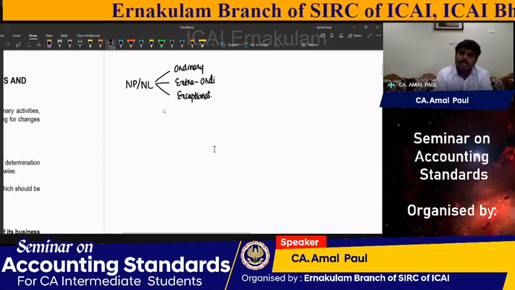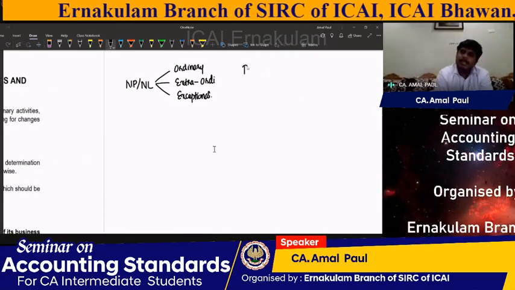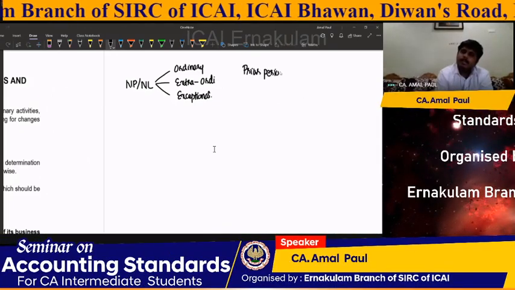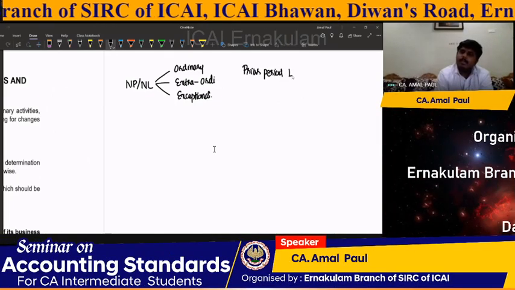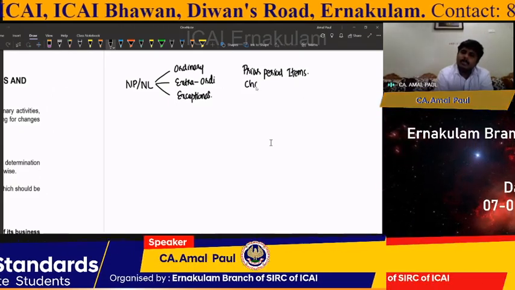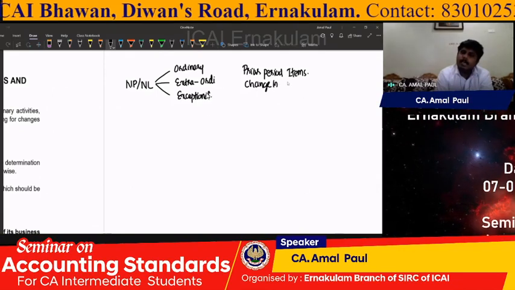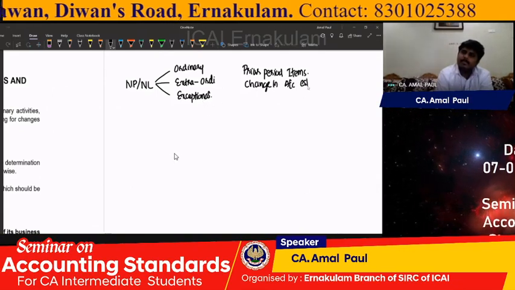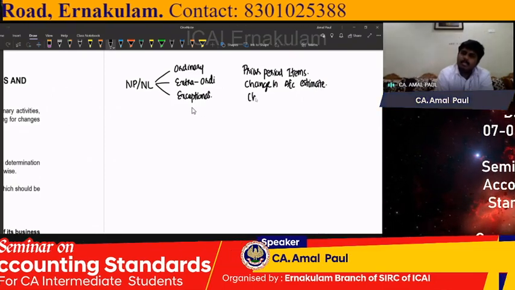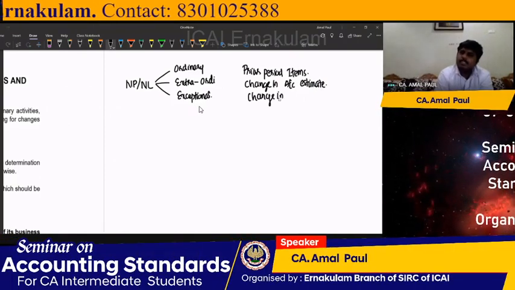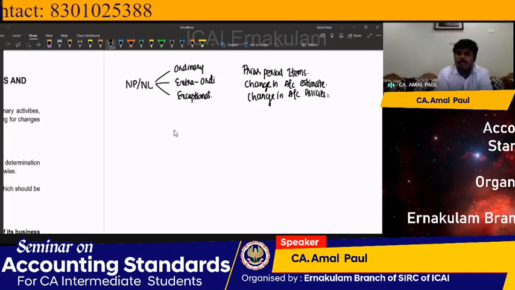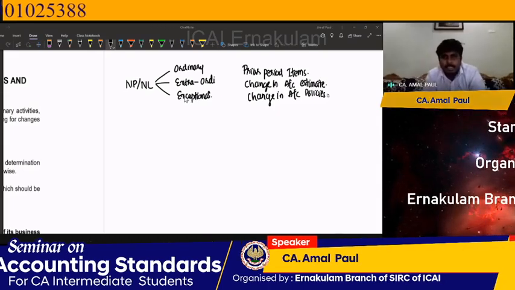Then you will learn what is a prior period item. Then you will learn what is the treatment when it comes to a change in accounting estimate. And then you will also learn what is the treatment when it comes to change in accounting policies. So these are the 4 parts we are going to deal with in the standard.